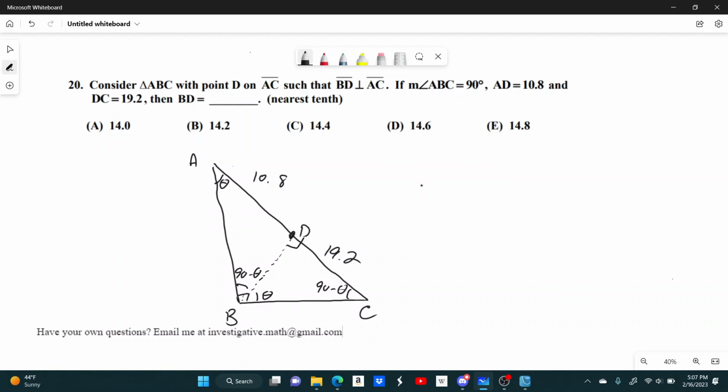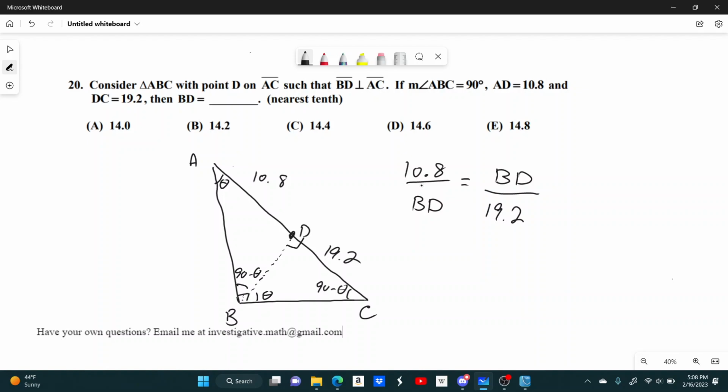So I'm going to say the ratio of the sides opposite 90 minus theta is going to be the same as the ratio of the sides opposite theta. And I can just say that because they're similar triangles. So opposite 90 minus theta for this triangle will be 10.8. And then opposite 90 minus theta for this triangle is what we're looking for. That's BD. And then the side opposite theta on this left-hand triangle, that's also BD. And then the side opposite theta for DBC is 19.2.